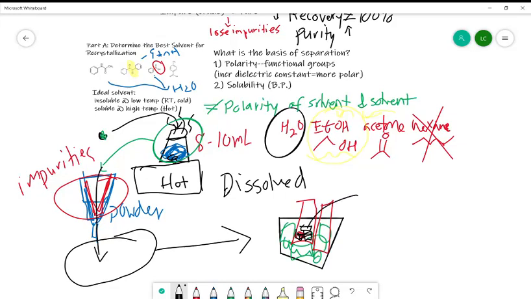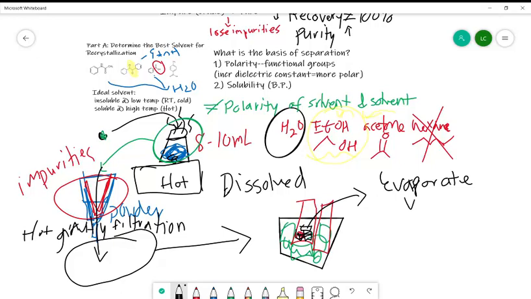Once you have this recrystallized, you can technically evaporate it for over a week, but to make this process faster, I'm sorry if I called this vacuum filtration. I meant hot gravity filtration here. I don't know what I called it before, but basically you will evaporate it, and here you will use vacuum filtration. So essentially, you use a Buchner funnel.